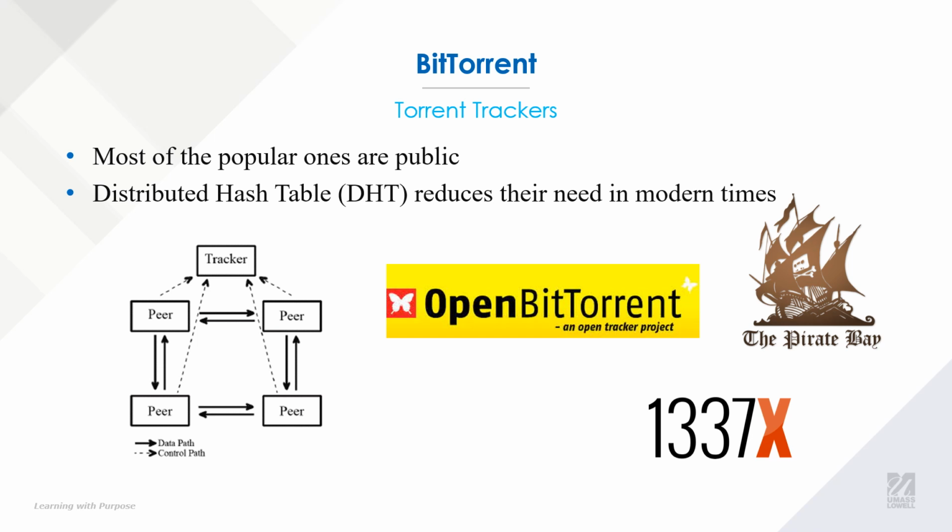Now, communication between these peers is facilitated by what is known as a torrent tracker, basically a server, private or public, that contains information about individual peers, to help them communicate with each other better. Now, most of the popular ones you see around are public, I guess by their very nature, like all the ones that I have listed here, like the Pirate Bay, 1337X, and Open BitTorrent.